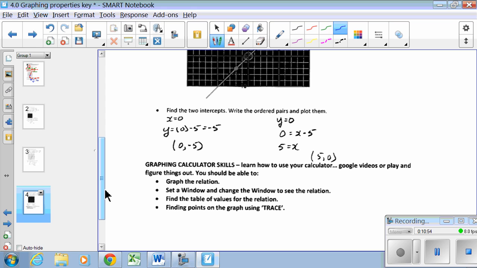Because we have different people with different kinds of graphing calculators, you want to go to YouTube videos and find out how to graph on your calculator. That's something that we want to make sure we know how to do. How do you set a window on your calculator to see the graph you just graphed? How do you put a table of values on your calculator? And how do you find points on your calculator? Play with your calculator a little bit and let's figure some of these things out. So tonight, try and finish this off. Try and learn how to use your calculator a little bit.